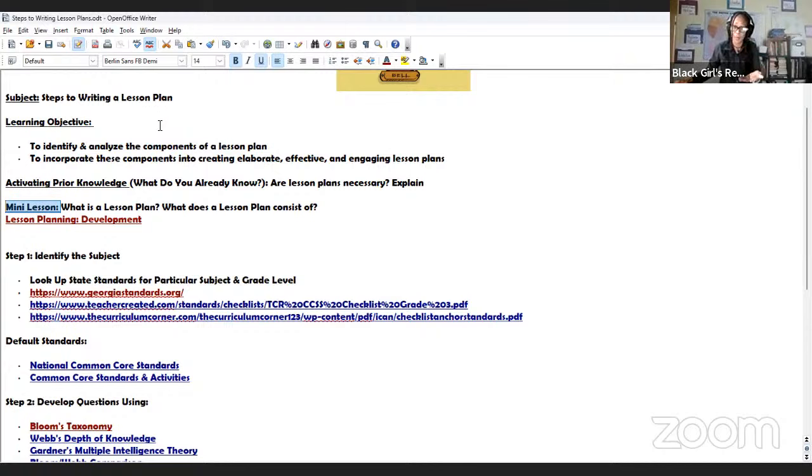And the learning objective, what I as the teacher am expecting students to be able to do by the end of this whole lesson plan, is to be able to identify and analyze the components of a lesson plan, right? And I also want students to be able to incorporate those components into creating elaborate, effective, and engaging lesson plans. The three E's. I'm gonna call it the three E's: elaborate, effective, and engaging. Students don't want to sit in a classroom where the learning is boring.